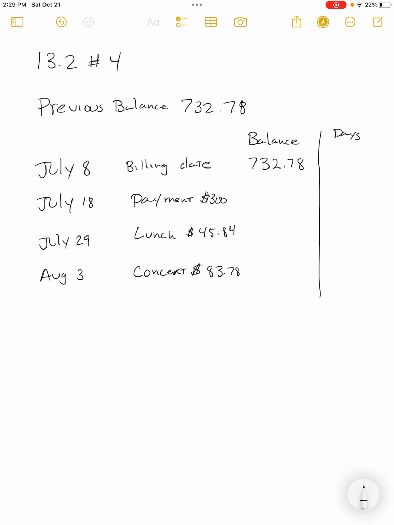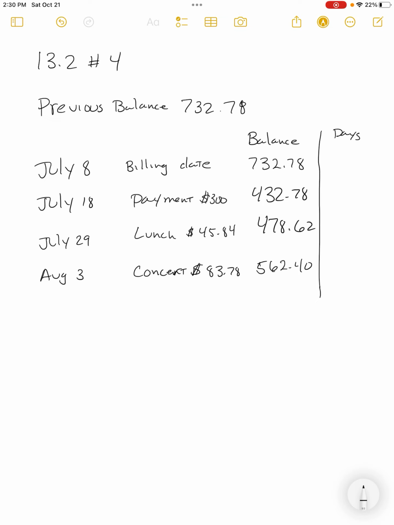Then we're going to make a payment. So I'm going to type in 732.78. And we're going to make a payment, so we're going to move off 300 from the balance and come to 432.78. Then we're going to make a purchase for lunch, so that adds to our balance. 45.84 being added to it is the 478.62. And I'm also purchasing concert tickets for 83.78, and so I add that to it as well for 562.40.